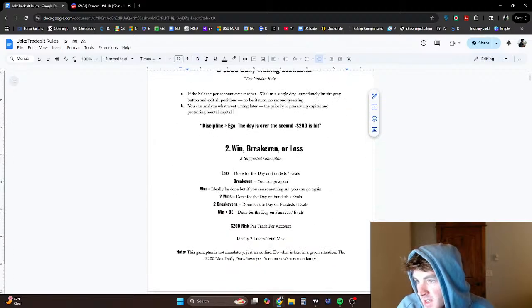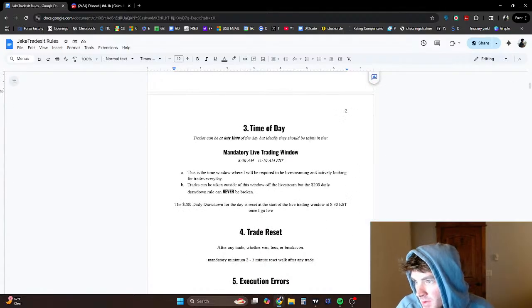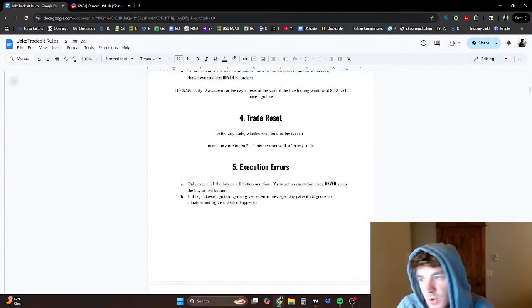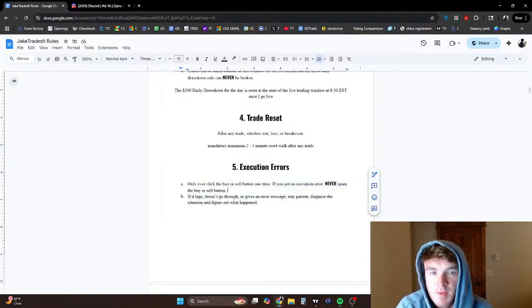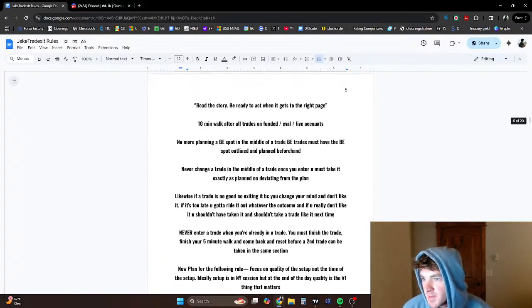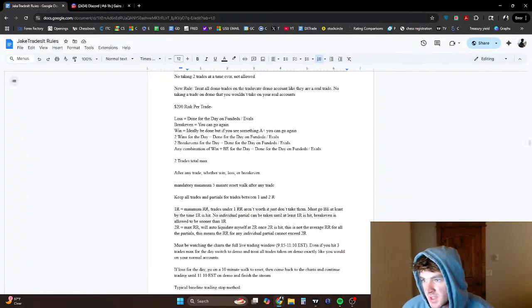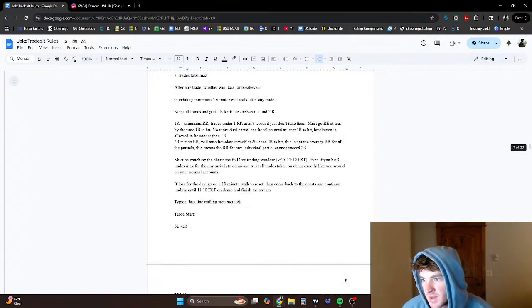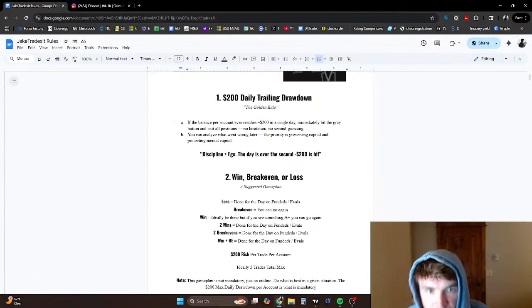This is my suggested game plan. $200 risk per trade per account. Mandatory live trading window. Going on a walk after every trade, resetting. And then this one is just basically don't spam the buy or sell button because I ran into an issue with that. Then I have a whole bunch of other stuff down here, but these are all kind of old stuff, and I still need to figure out which of this is important, what of this is kind of just not valuable to me. But these are the important ones I have so far.